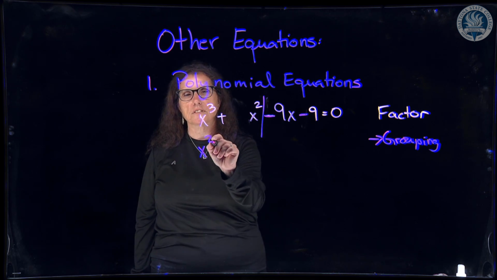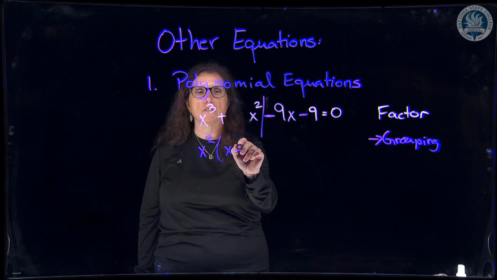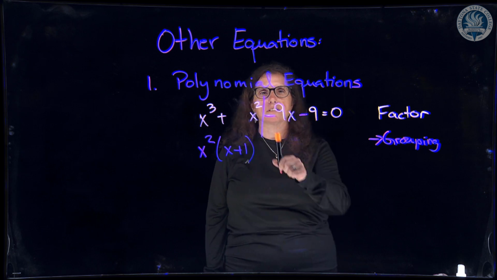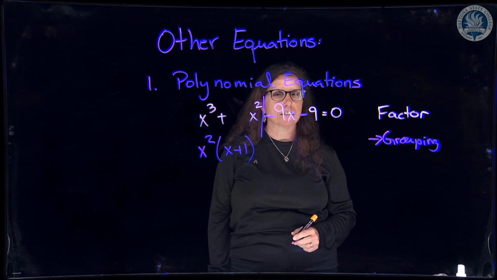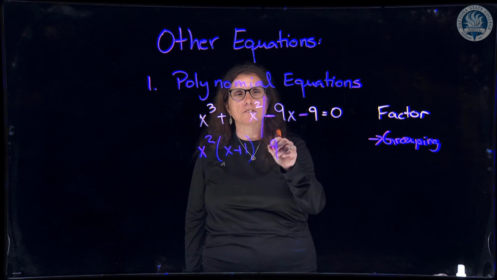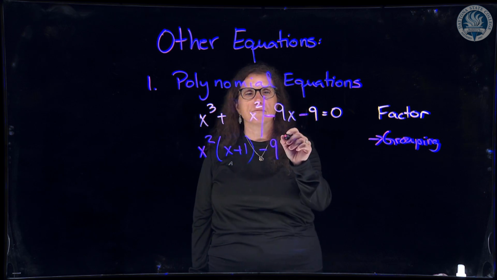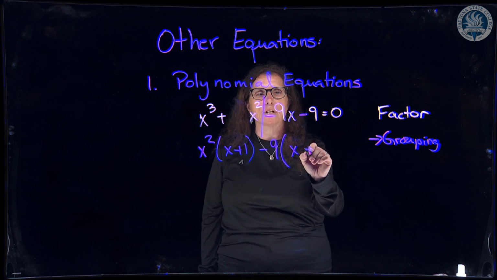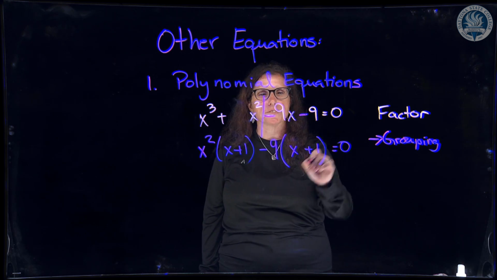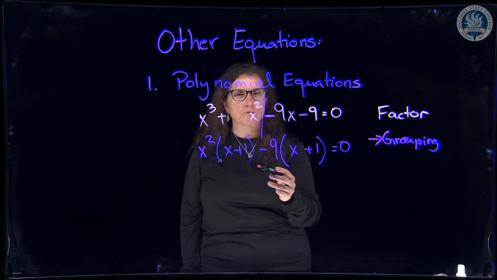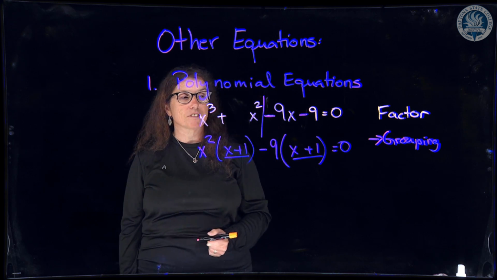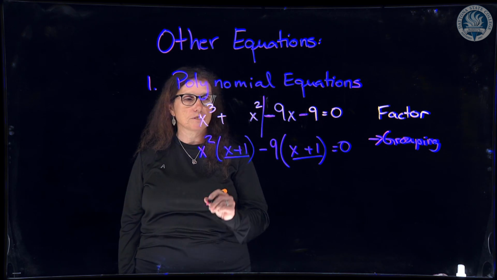The GCF is an x squared. That leaves me with x plus 1. Don't forget the 1. Now the second set is negative 9x minus 9. They have in common a 9, but you got to carry this negative down with you. So you factor out a negative 9, and when you factor out a negative 9, you're left with x plus 1 equals 0. And when you factor by grouping, the parentheses, of course, they have to be the same. If they're not the same, you're doing something wrong, so pay attention to that.